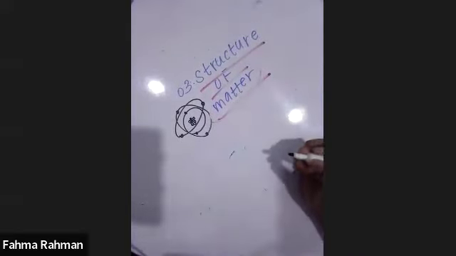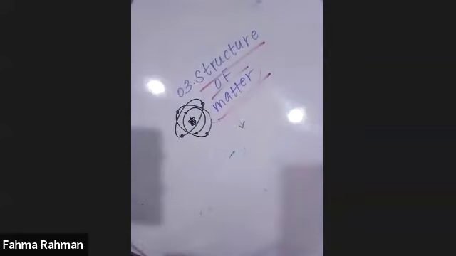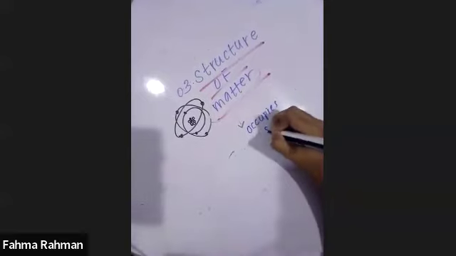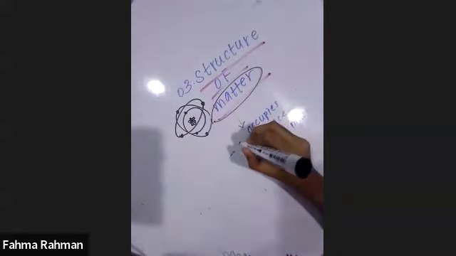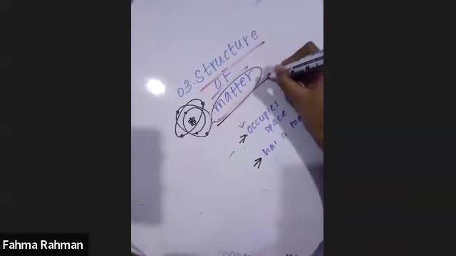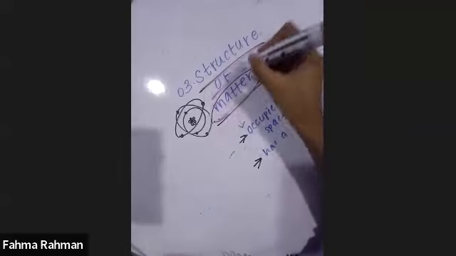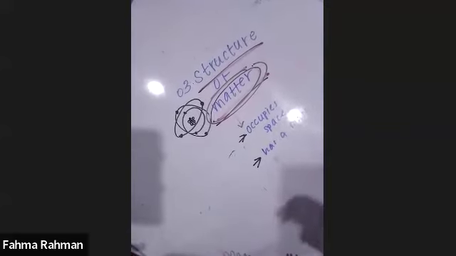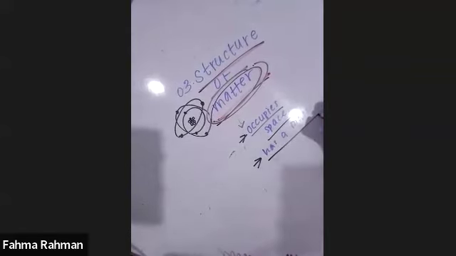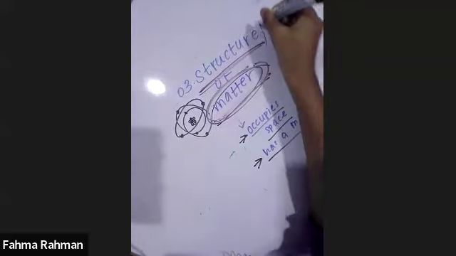If you take matter, you can say that matter is anything which occupies space and has a mass. Something which occupies space and has a mass is known as matter. If you take an eraser, a pencil, any tangible object, these objects occupy space as well as have a mass. So you call these things matter. Today in this session, we will be discussing the structure, about how matter is formed.